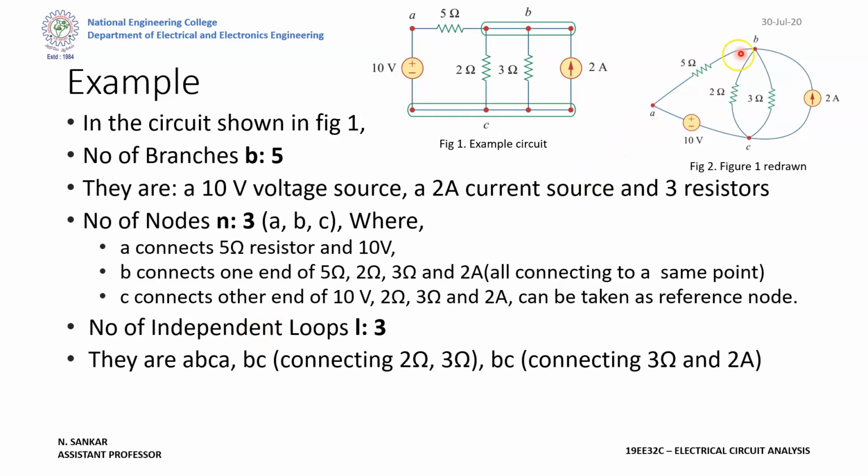So one is A, B, C, A. Another one is between B and C, which is 2 ohm and 3 ohm, and another one is between B and C, which is connecting 3 ohm and 2 ampere. Okay, so these are the available independent loops. We saw a formula, right? B is equal to N plus L minus 1. If you substitute the values, 5 is equal to 3 plus 3 minus 1, that is equal to 5. So the theorem was proved.